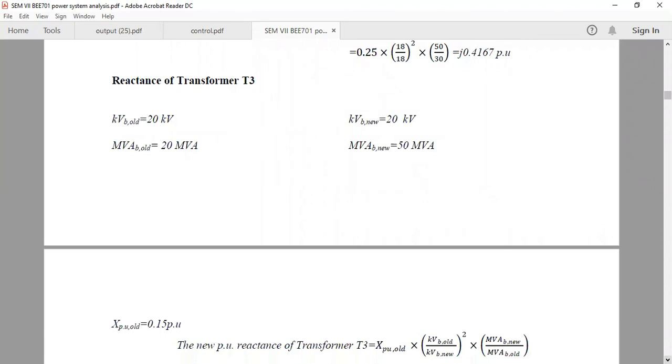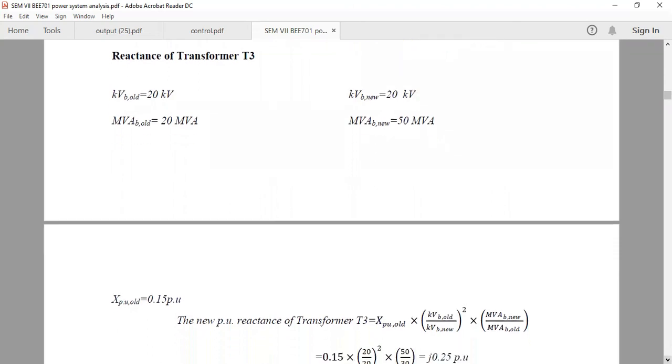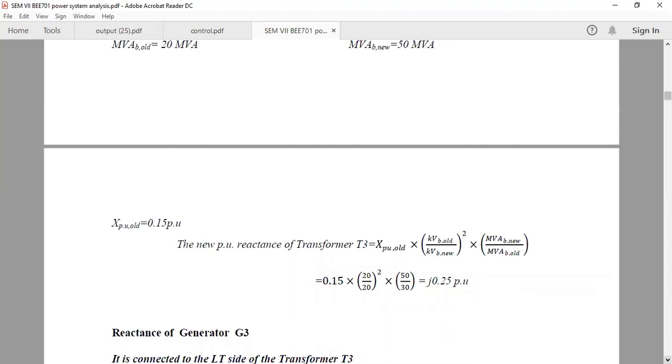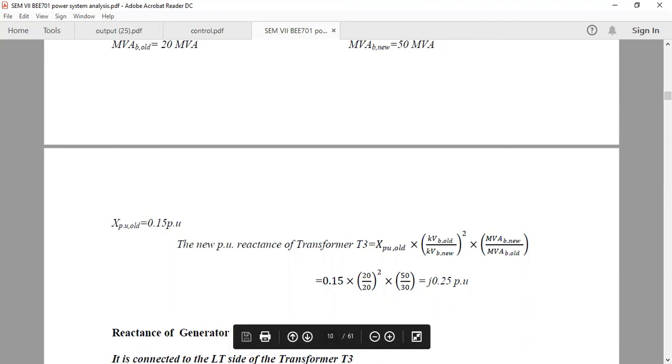Then the next element, the reactance of transformer T3. As we calculated for transformers T1 and T2, in the same way we calculate the value for transformer T3 by considering kV base old 20 kV, kV base new 20 kV, MVA base old 20 MVA and MVA base new 50 MVA. X per unit old of transformer T3 is 0.15 per unit, and its new reactance based on the new base values of MVA and kV is j0.25 per unit.